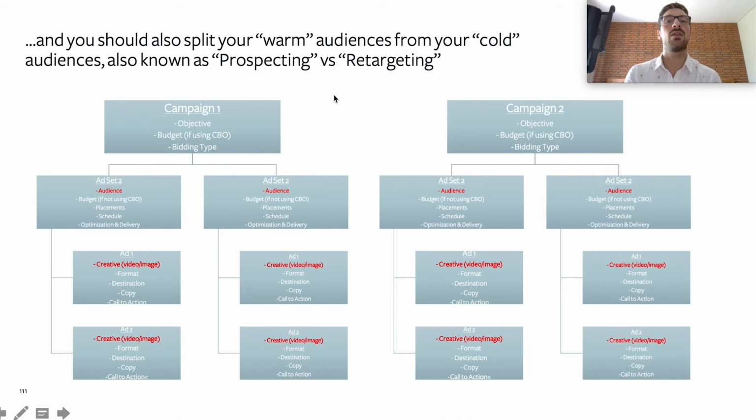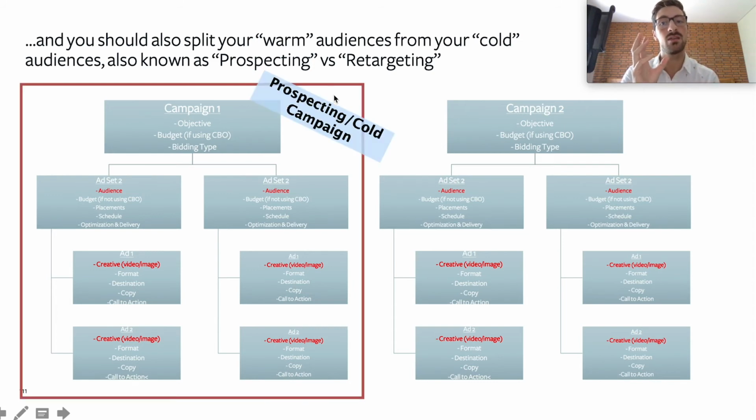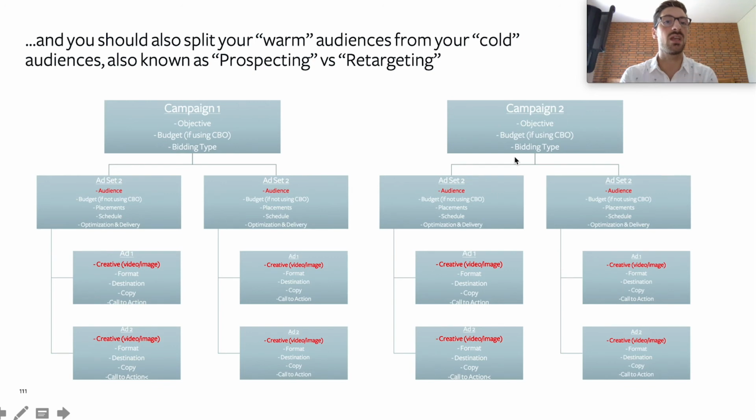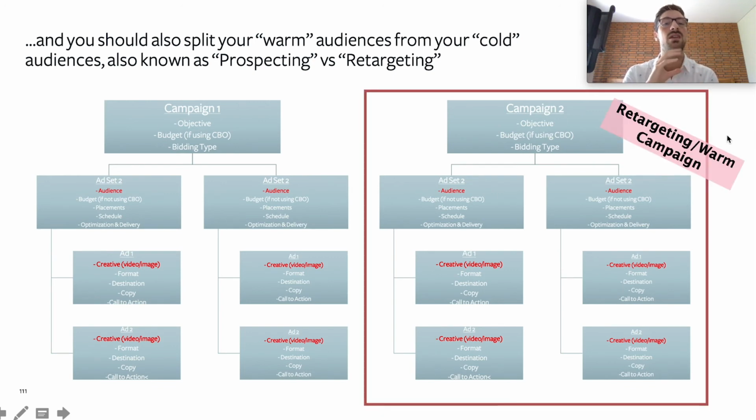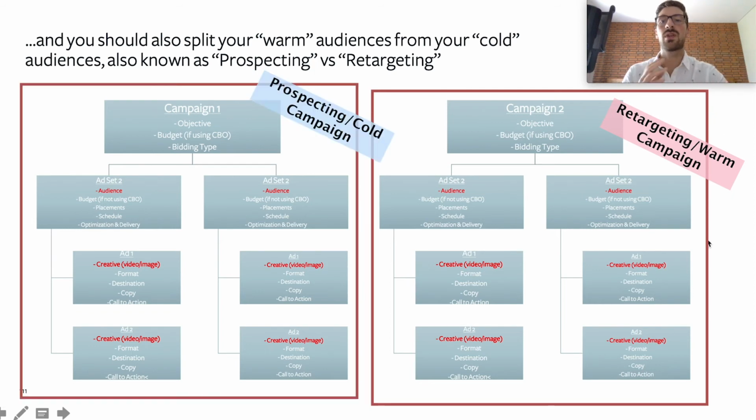Now, another way you may have heard this be called is warm versus cold audiences. So the basic idea here is splitting up into two campaigns, having one campaign that's responsible for your first interaction with a potential customer. And the second campaign is your retargeting campaign. This is everything beyond that first interaction. So whether it's called your cold campaign or your prospecting campaign, that's the one on the left. And then the warm campaign or the retargeting campaign, that's the one on the right.